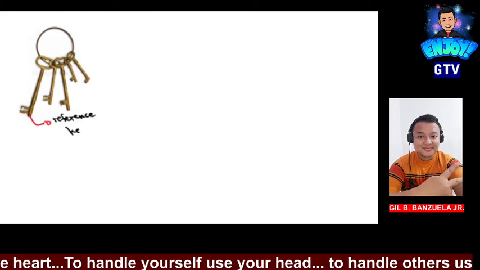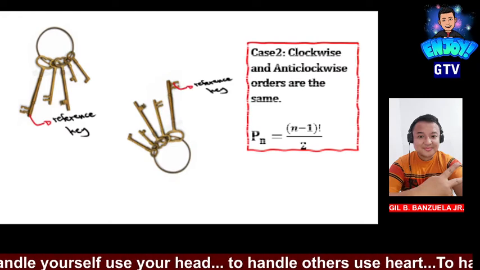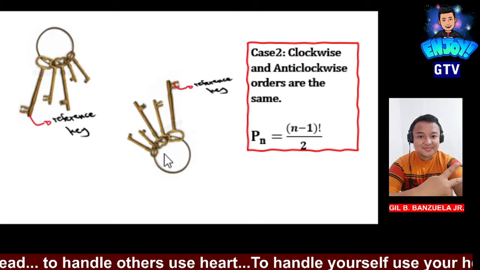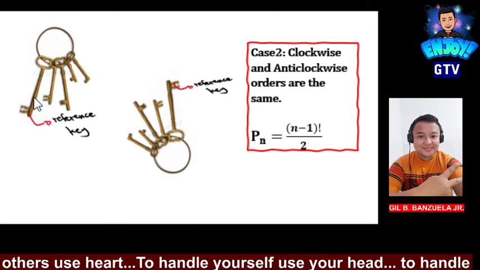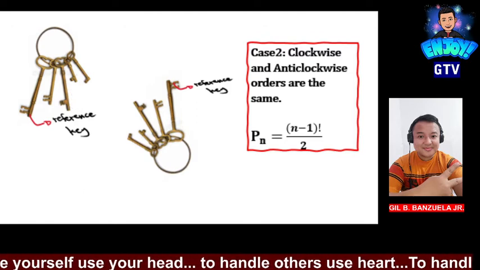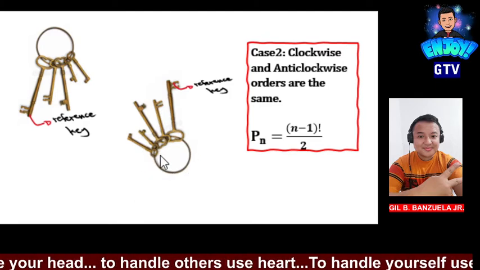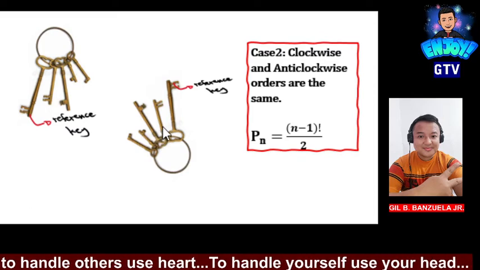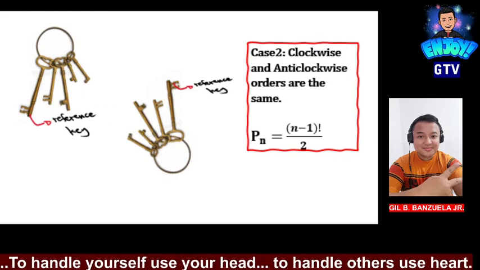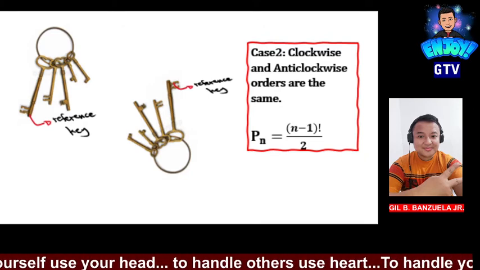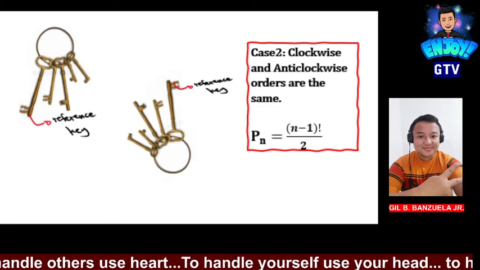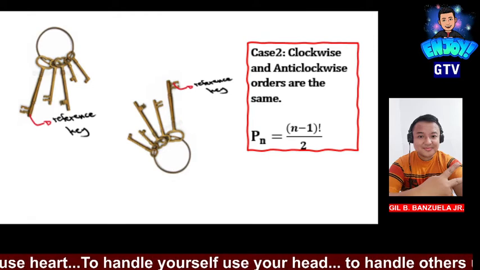So, let's discuss this next problem. For case number 2, clockwise and anti-clockwise orders are the same. Kasi, if we are going to label the keys as A, B, C, D, E, and I flip the keyring to its left, ang mangyayari, yung B natin, ito na, B, C, D, E. So pareho lang sila. Ibig sabihin, they are symmetrical. So hindi natin bibilangin yun. Kaya kailangan nating mag-divide ng 2 sa (n-1) factorial. Kasi nga, symmetrical sila. Pag pinunta ko sa left yung keys, at pinunta ko siya sa right, pareho rin yung mangyayari, no? Kaya kailangan nating mag-divide ng 2.